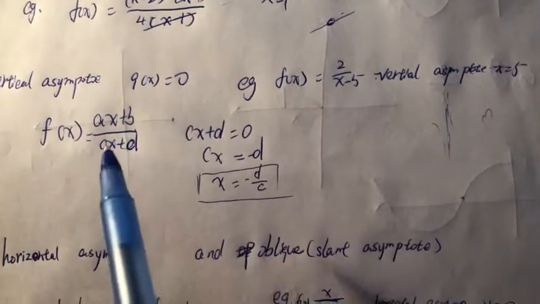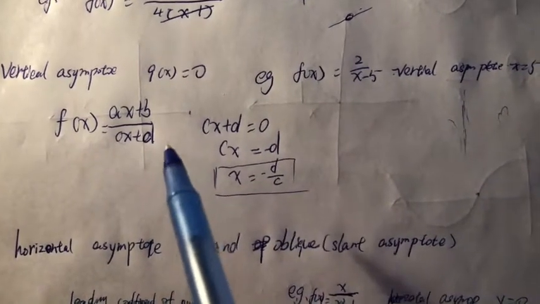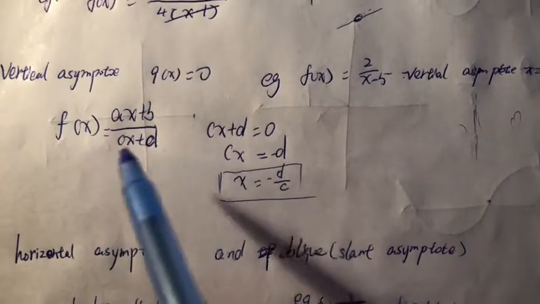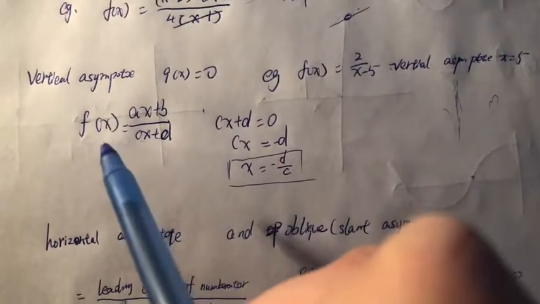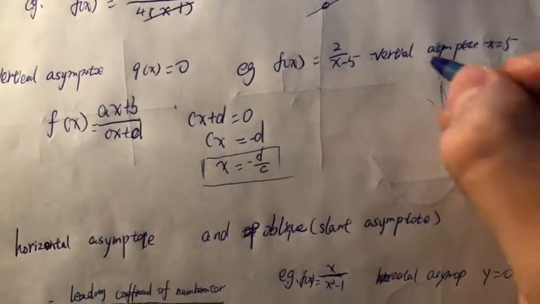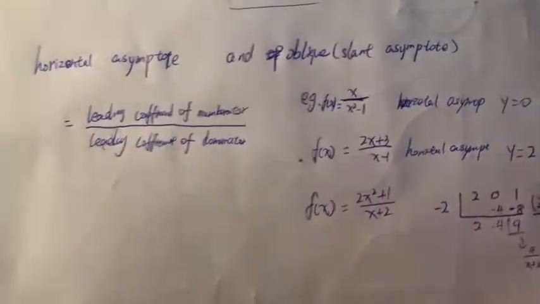Some people write this as cx plus d equal to 0. It's exactly the same thing. It just means the denominator on the bottom is 0, and then you will have a vertical asymptote. It looks like this. Now we have the horizontal asymptote or oblique asymptote.